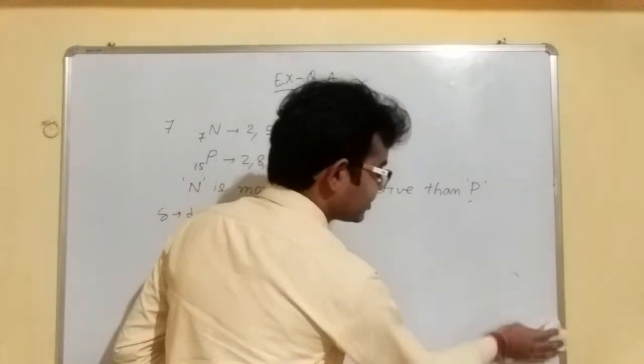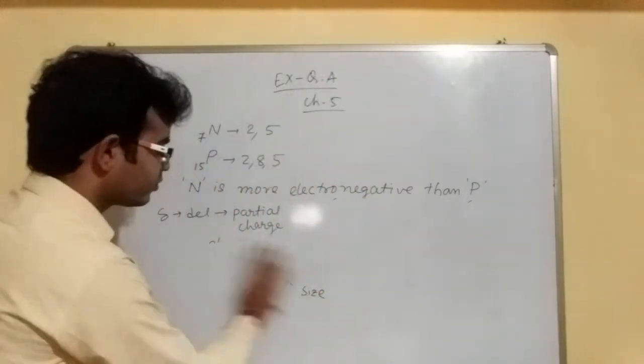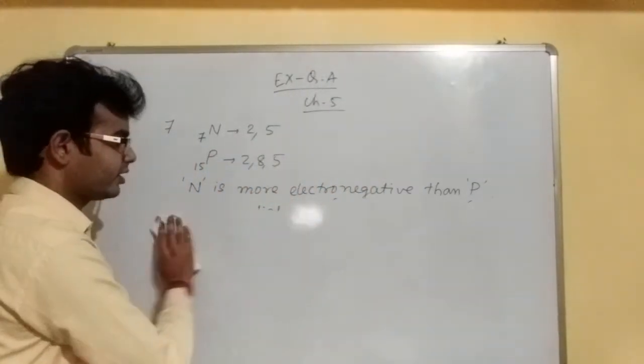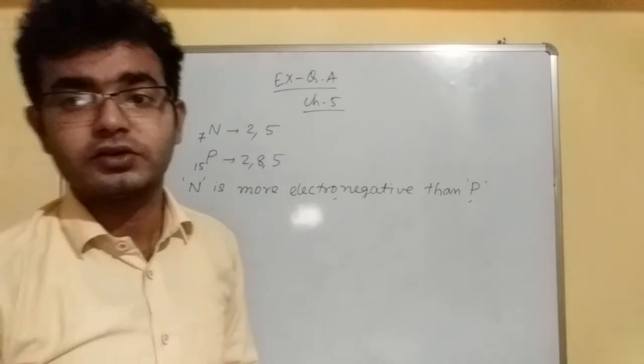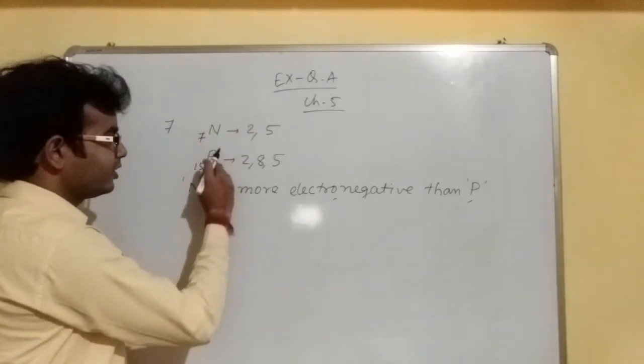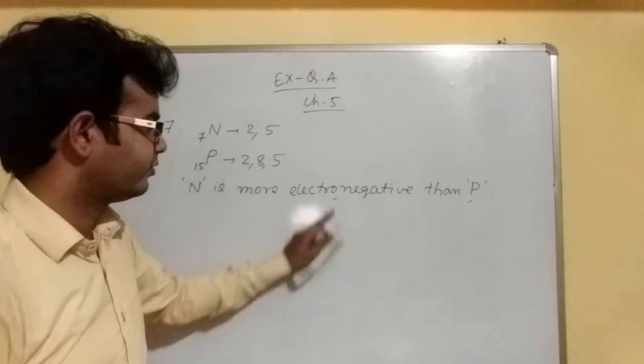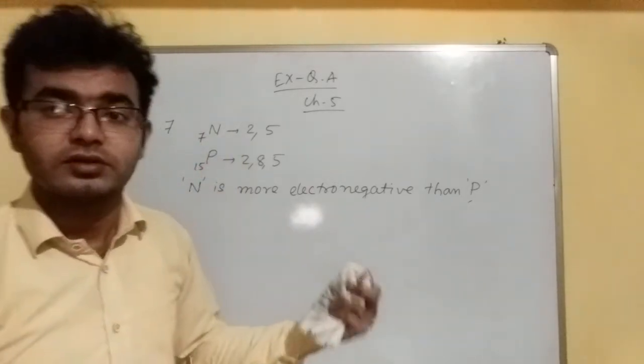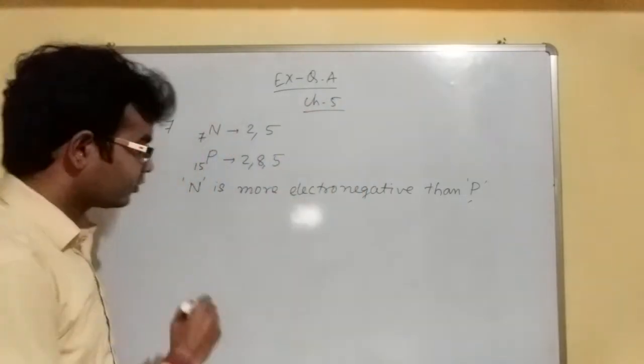So the atom whose size is smaller, which is on top, will be more electronegative, whereas the atom which is lower will have less electronegativity. So here the question is which one has the more electronegativity? So the answer is nitrogen, because nitrogen is on top. Okay, so how will we write the answer?